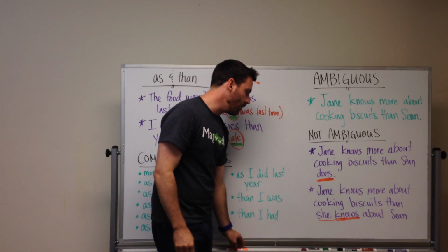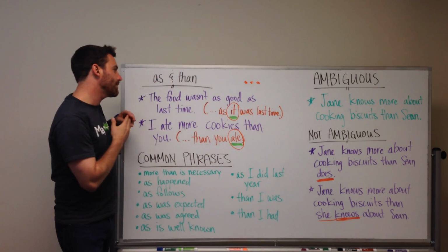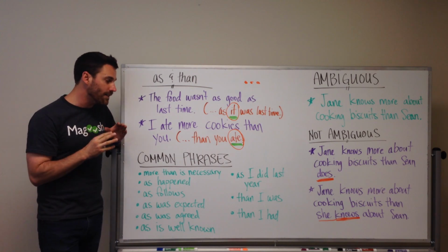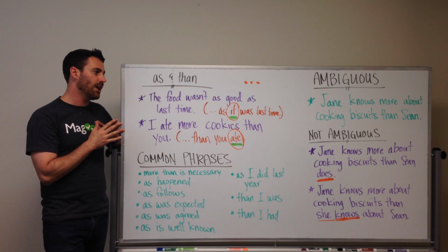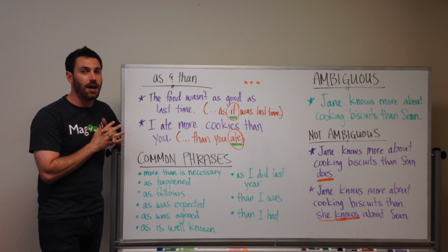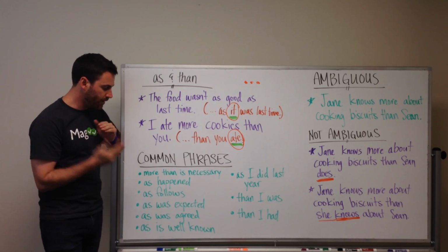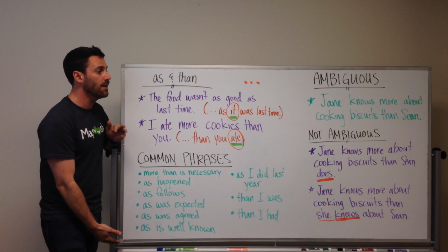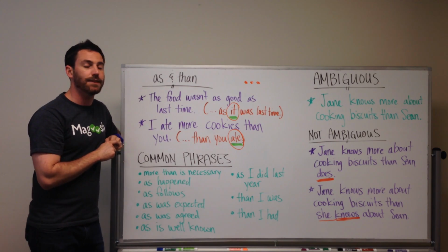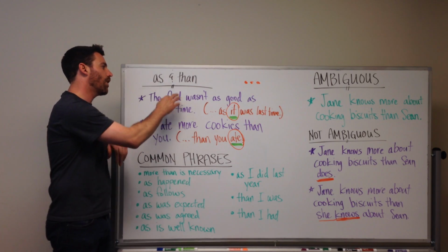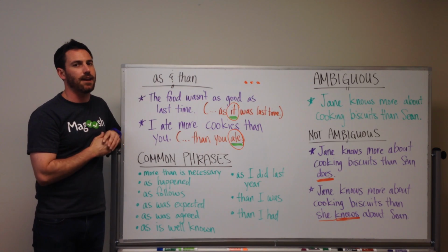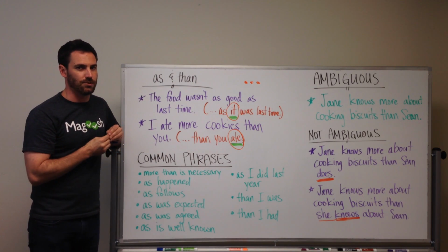All right, so comparisons and ellipses are a tough concept. Definitely requires some study and practice, but now you have some common phrases to keep in mind. You should have some ideas about what the ambiguity will look like, and anytime you have a sentence with "as" and "than," you're going to have to be thinking about these issues.